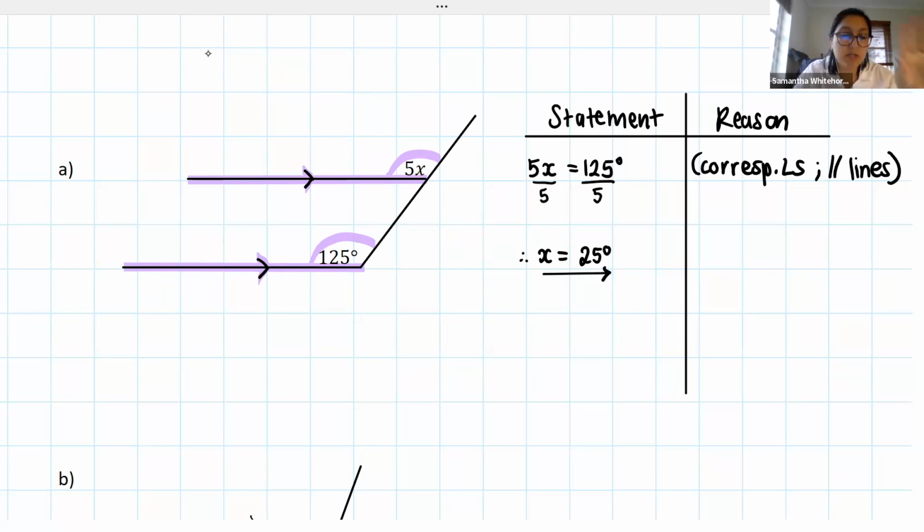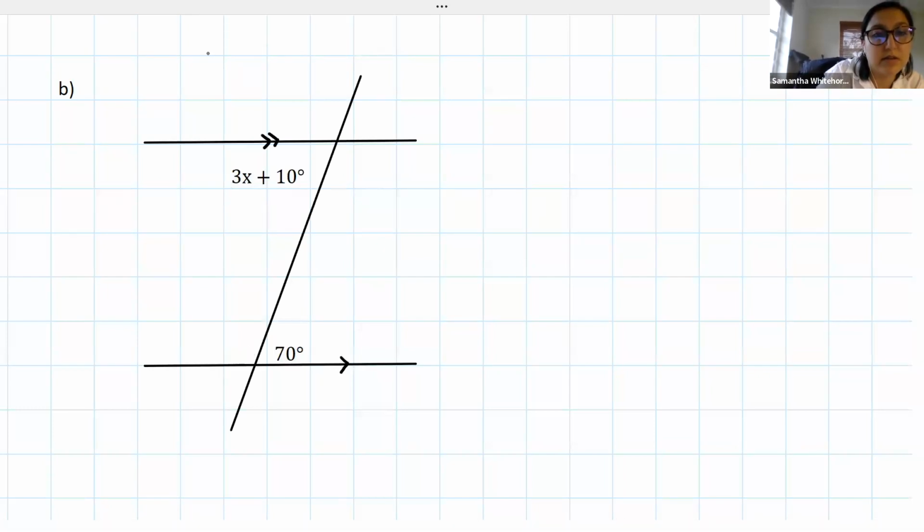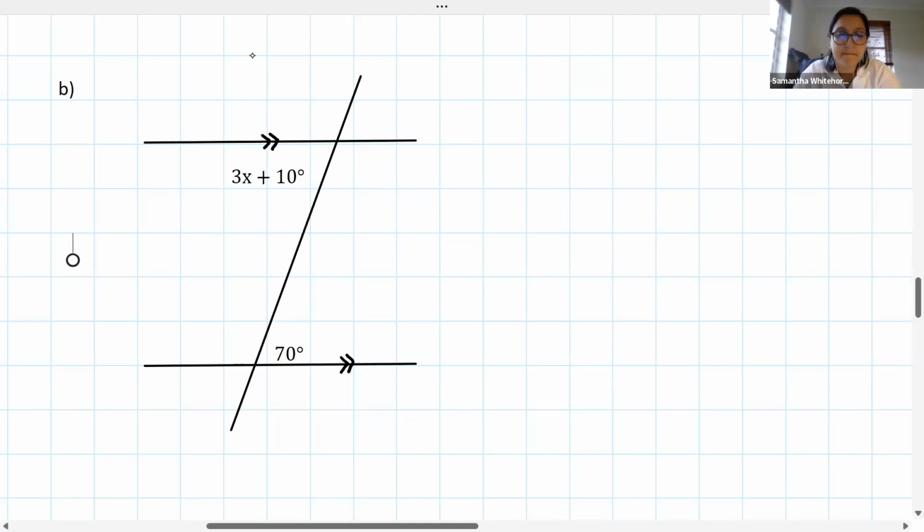Right, it's going to be the same question. What reason can we use? So have a look at question B. Which reason can we use to find x in this case? Sorry, my parallel line arrows are really annoying me tonight. So hands up or in the chat, which reason can we use to find x here? Yeah, a hand would be lovely, but otherwise in the chat.